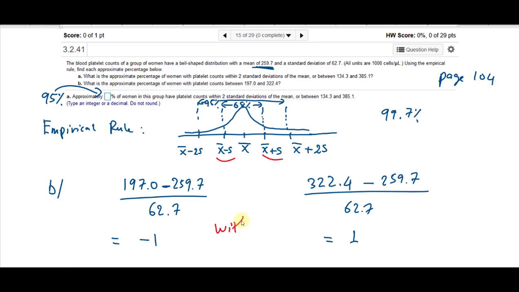So this is telling me that this is within one standard deviation below or above the mean, and that would be 68%, because according to this empirical rule, one standard deviation above or below the mean contains 68%. So the answer is 68%.